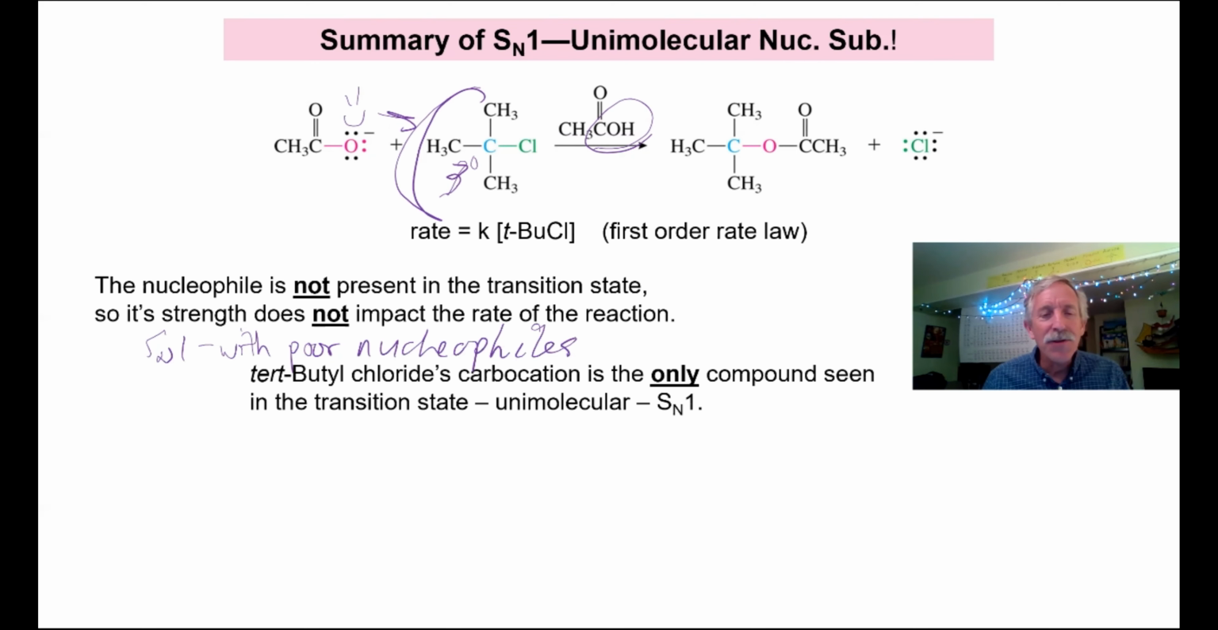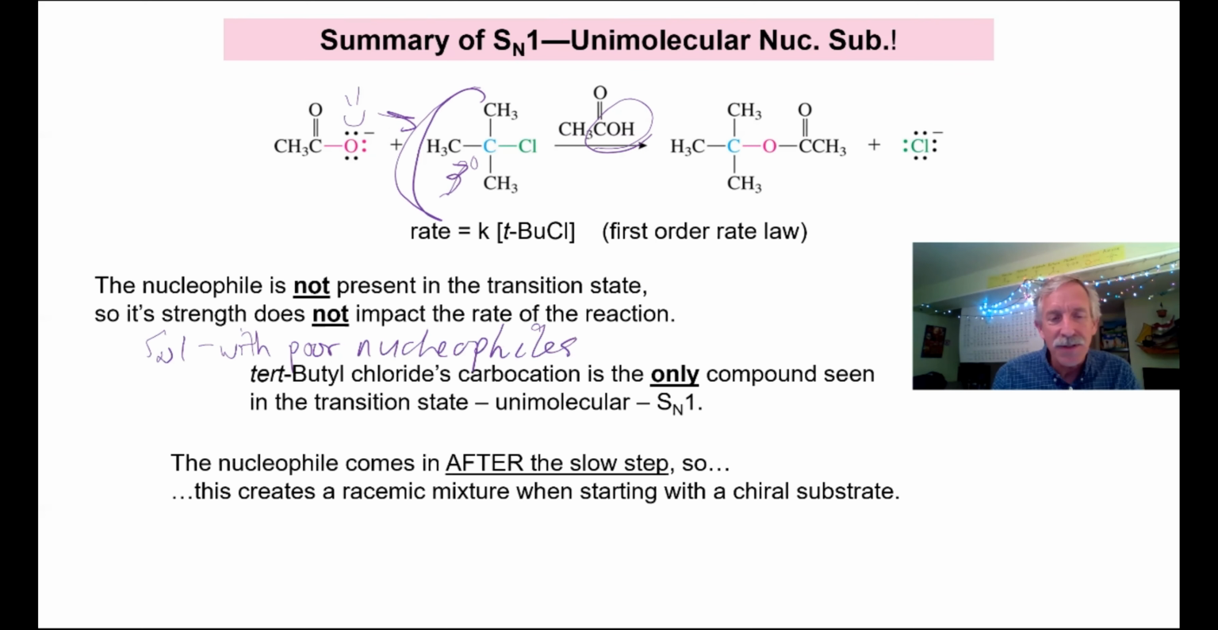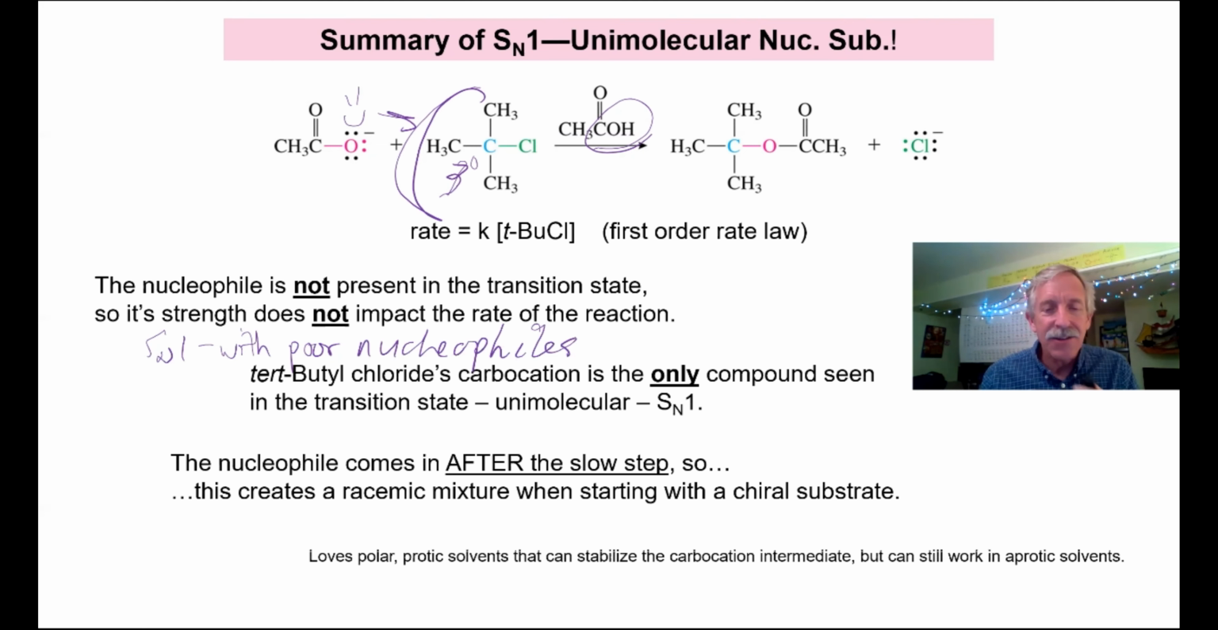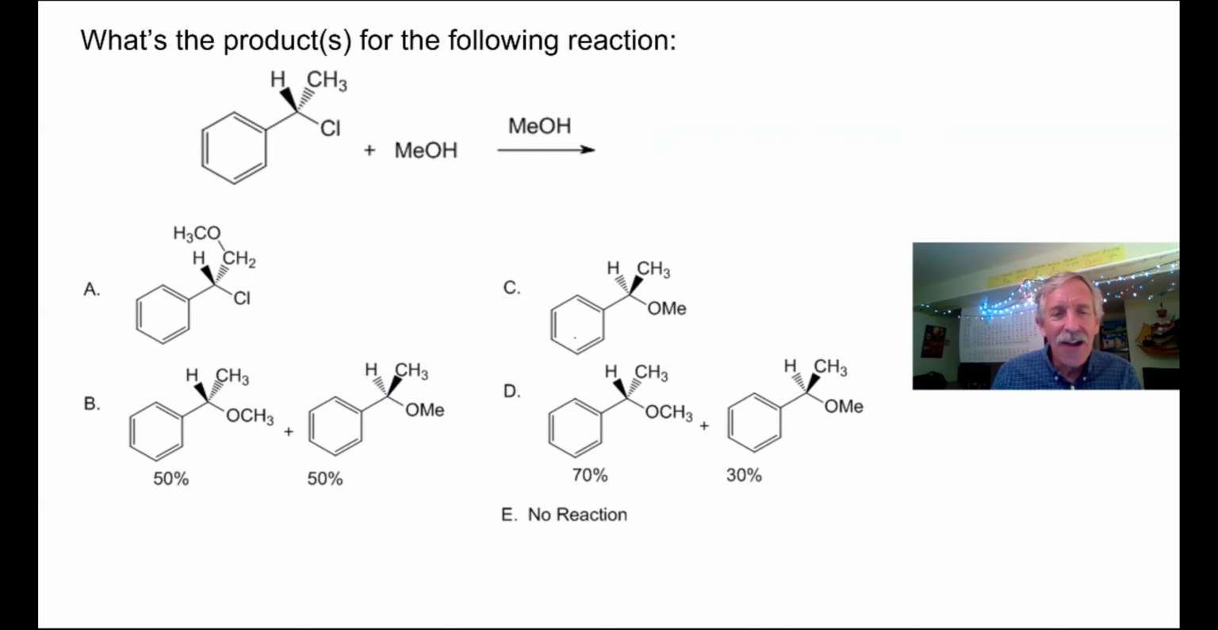So, tert-butyl chloride's carbocation is the only thing seen in this reaction. It turns planar, it's unimolecular, then the nucleophile adds and creates this awful racemic mixture if you have a chiral substrate, meaning starting material. And in the small print, if you can put it in a polar protic solvent and get everybody to dissolve in that, you're going to favor SN1. Okay, so have I downplayed SN1 enough?